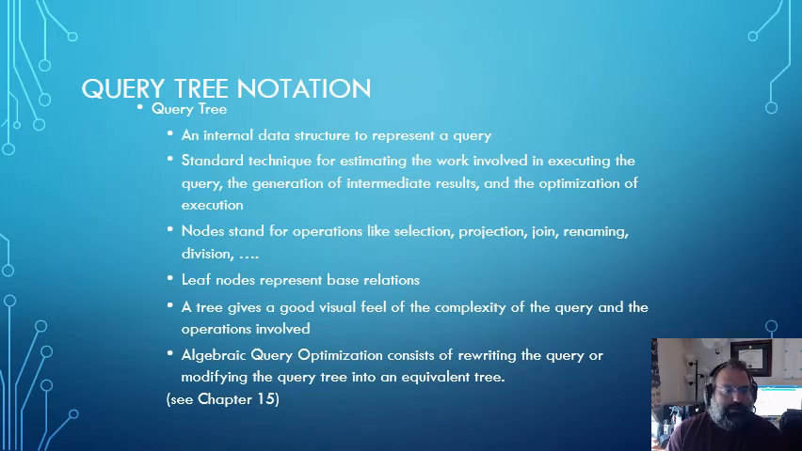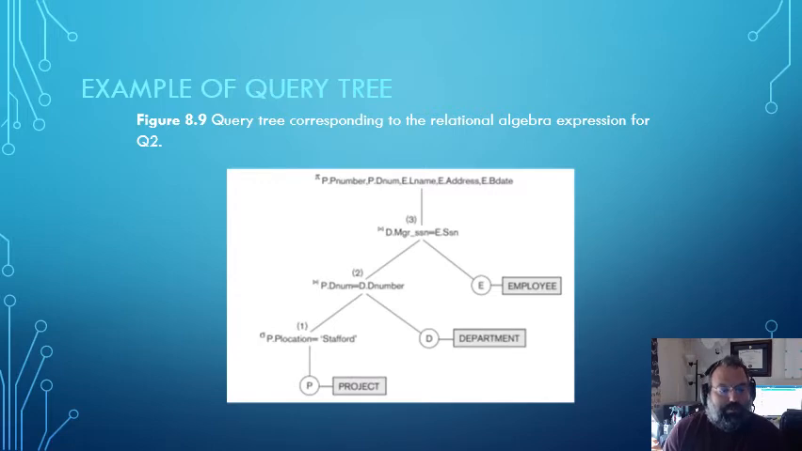Query tree notation. A query tree is an internal data structure to represent a query. It is the standard technique for eliminating the work involved in execution, the generation of intermediate results, and optimization of the execution. Nodes stand for operations like select, project, join, rename, division. Leaf nodes represent base relations. A tree gives a good visual feel for the complexity of the query and the operations involved. Algebraic query optimization consists of rewriting the query or modifying the query tree into an equivalent tree. We'll talk about that in chapter 15. Here's an example of a query tree of an expression.